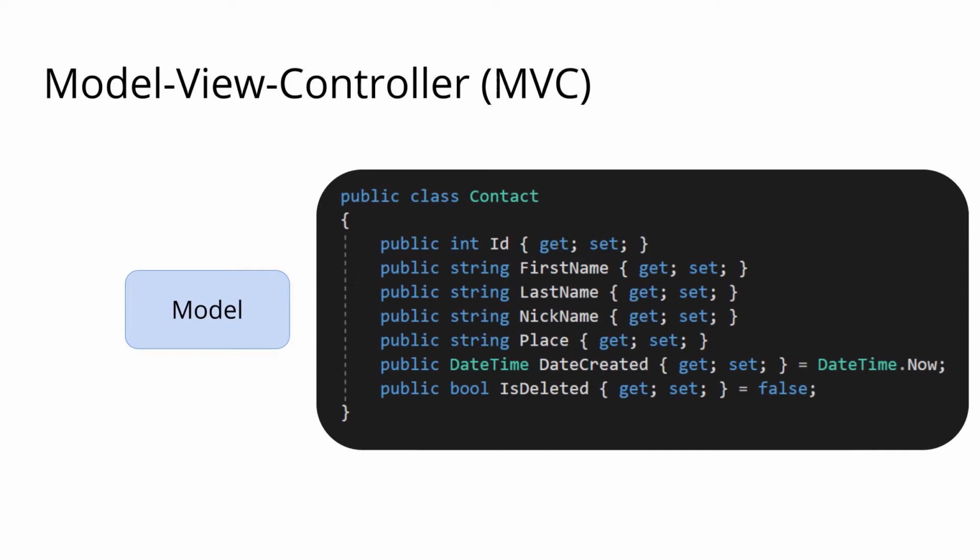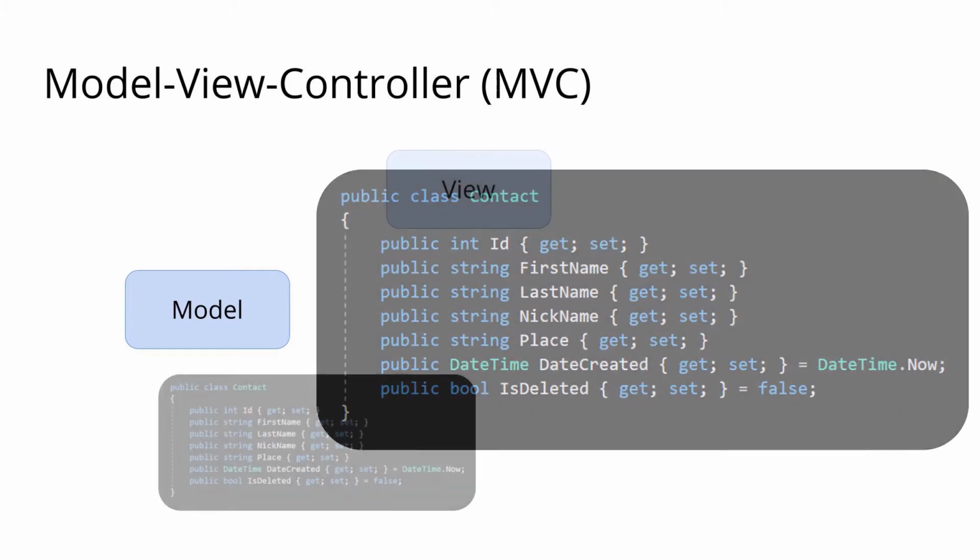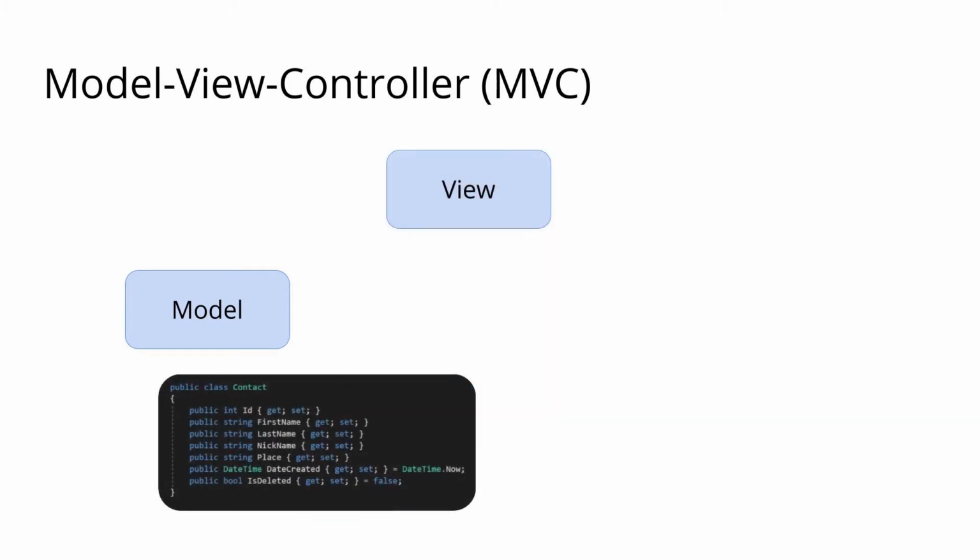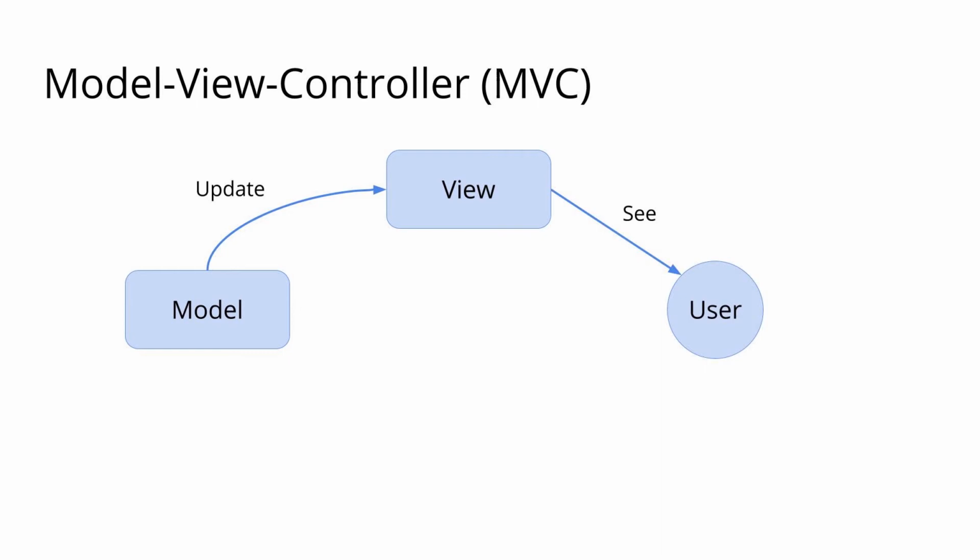You as the developer know the code of your model, but the user won't see your code, of course. That's where the view comes in. The user probably wants to see a representation of the contact in HTML or plain text. In other words, the view is the user interface, or UI. To sum these two up, the model updates the view and the user sees the view. If the model changes, let's say our contact gets another name, the view will change too. That's why the model always updates the view.